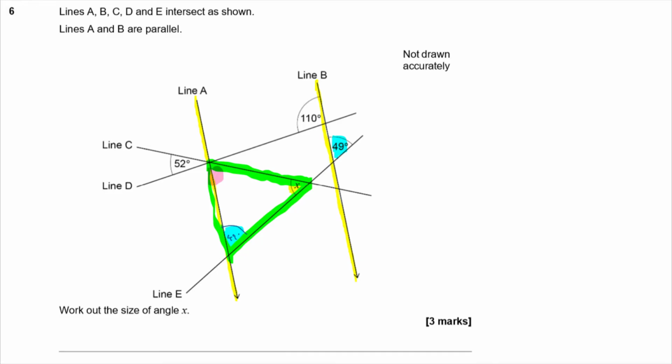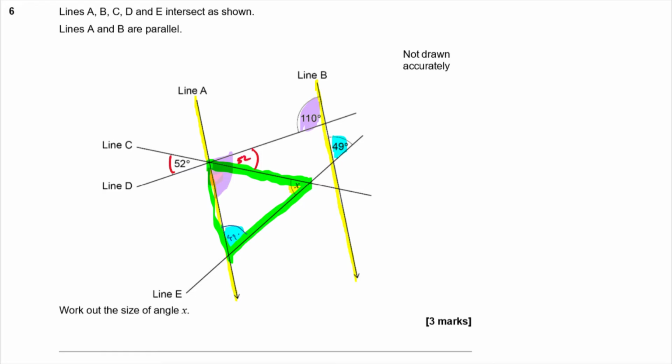Okay, what about the little pinky one there then? How am I going to work that one out? I think I'm going to do that in 2 bits. I can see that this angle up here, look, 110, that is alternate to this big angle here, which is going to be 110 then, isn't it? All the way across here. And I also know that these two angles are vertically opposite. So that one in there is 52.